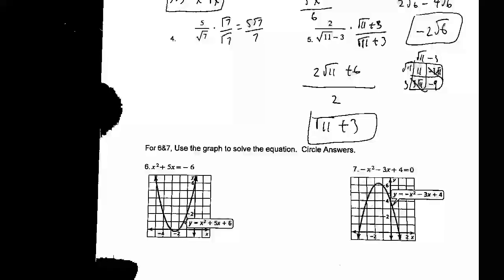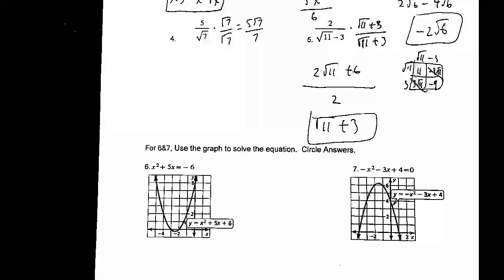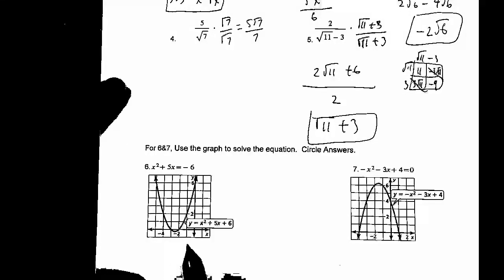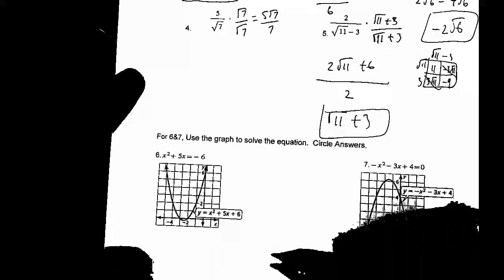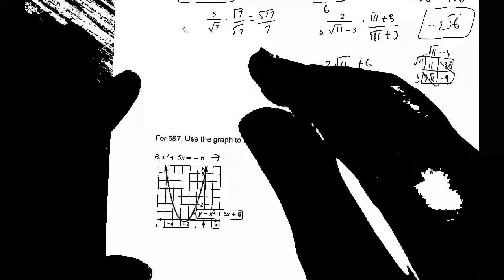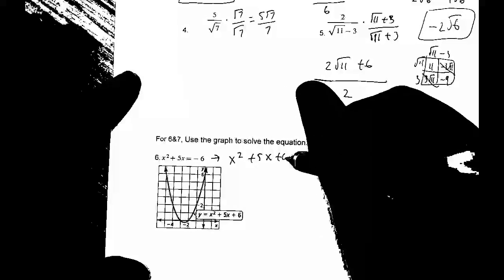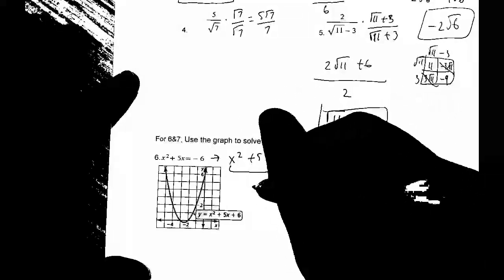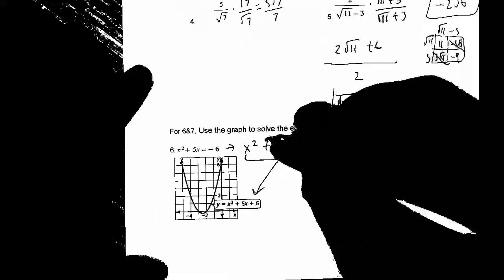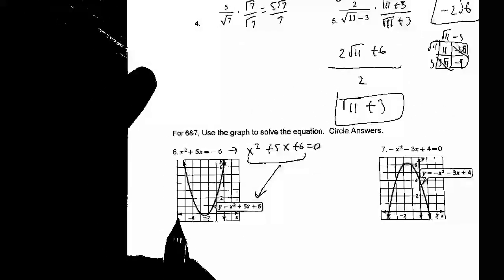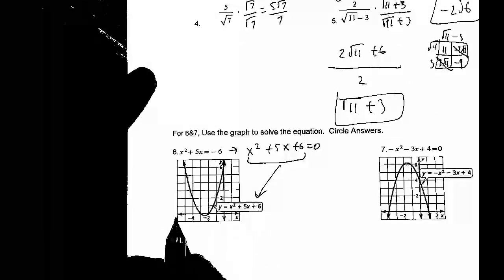Okay? For 6 and 7, use the graph to solve the equation. So the idea here is you're just using the graph, right? There's no analytic algebra here. It's just using the graph to answer the question. So if we set this equal to 0, we do x squared plus 5x plus 6 equals 0, and this equation is what is being measured here. So to answer this question, we just need to know where this equation hits the x-axis, right?